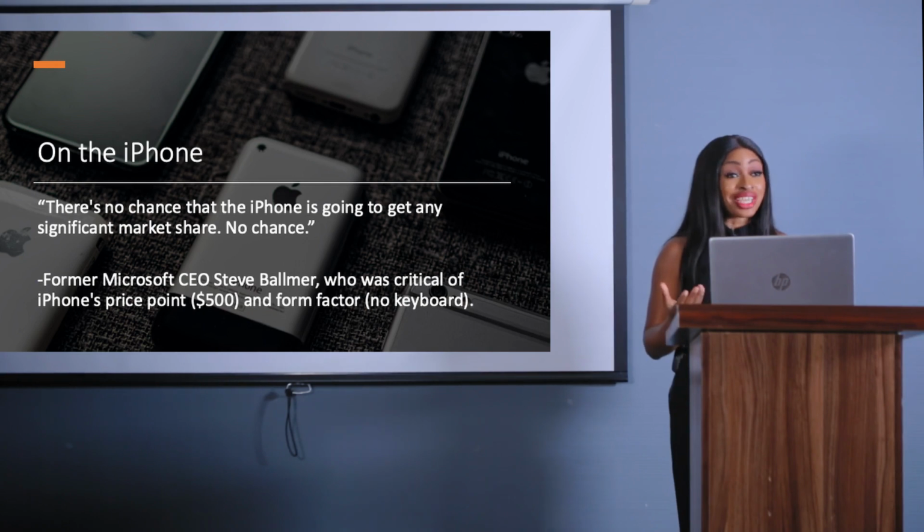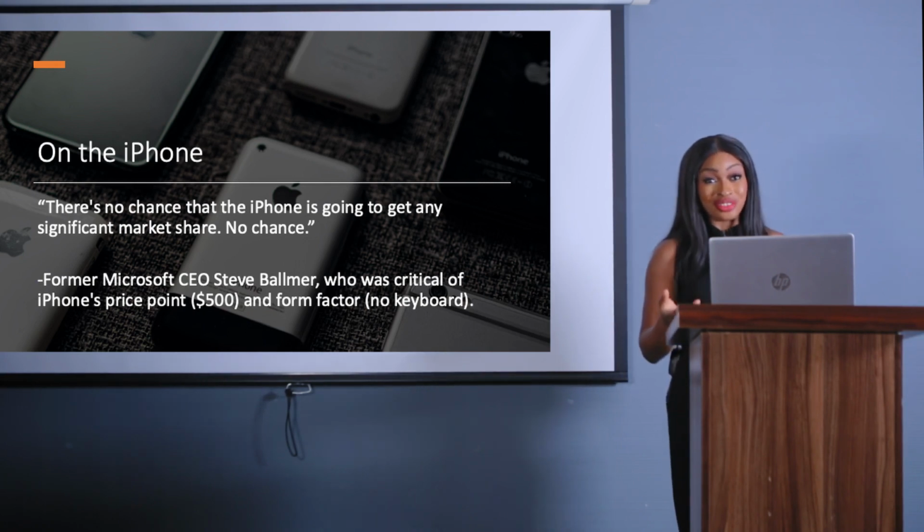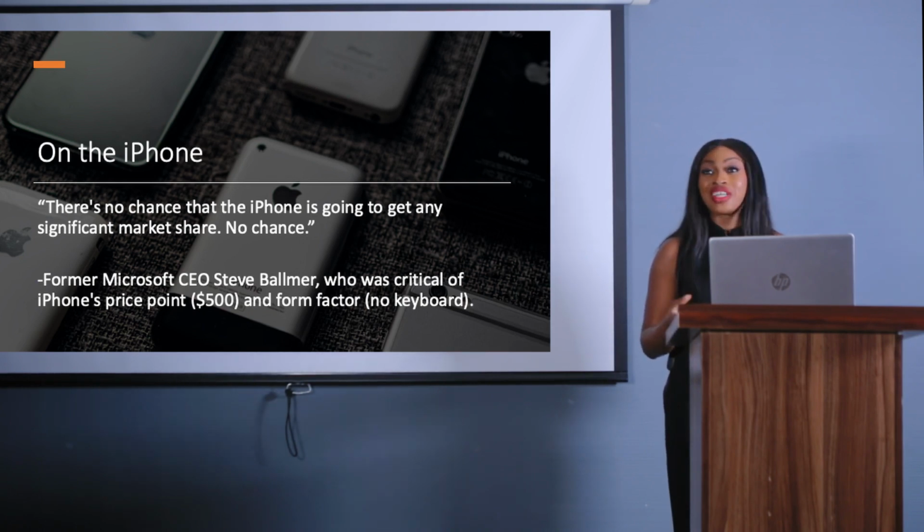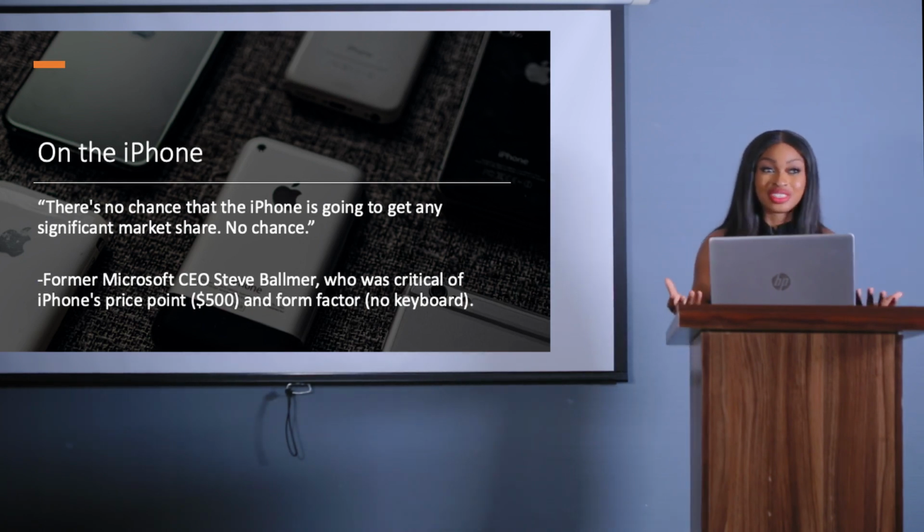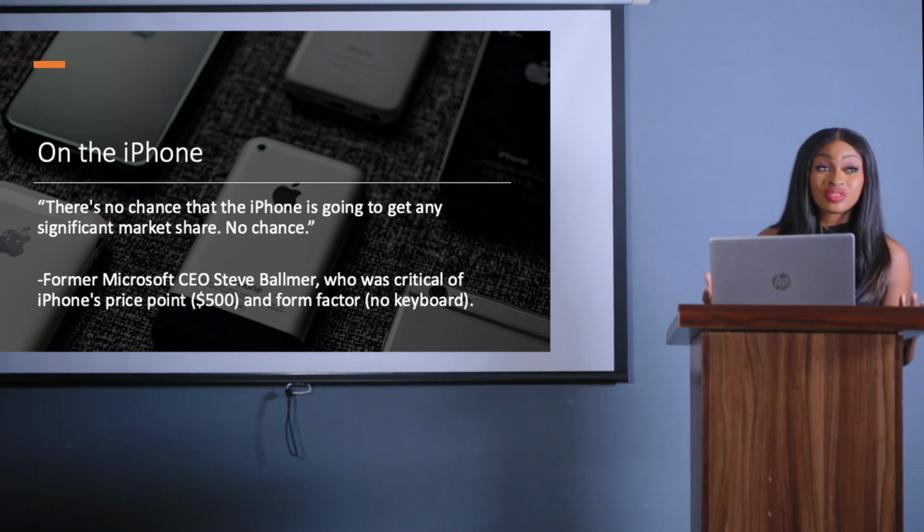I don't think anybody I know has a phone with a keyboard right now. And we all know what happened with the iPhone. In fact, everybody wanted iPhones. It became one of the most successful devices in history.